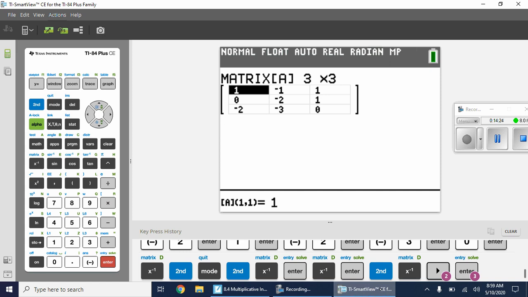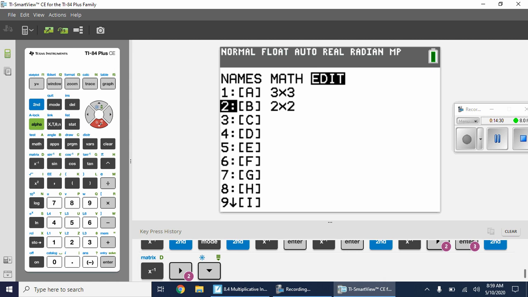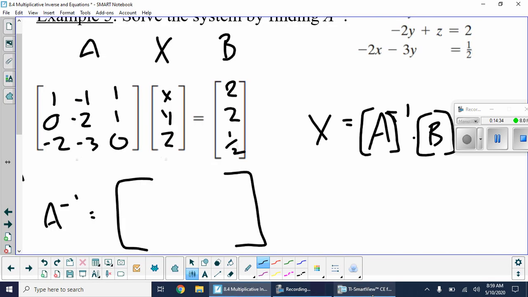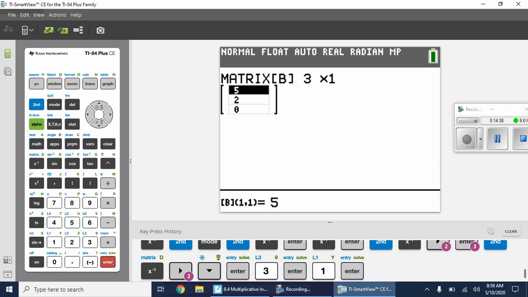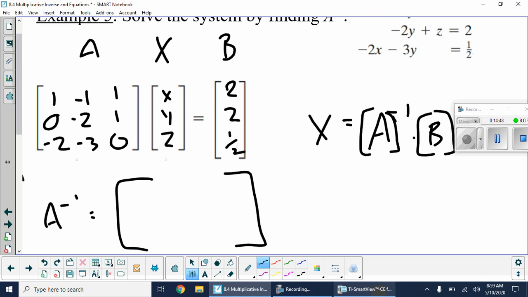We also need to have a matrix B. So second matrix, let's go to edit matrix B. Now matrix B, if you look at it, is one column. There are 3 rows and 1 column, so it's a 3x1 matrix. It was 2, 2, and 1/2. The calculator will change it to 0.5, but that's what we have.